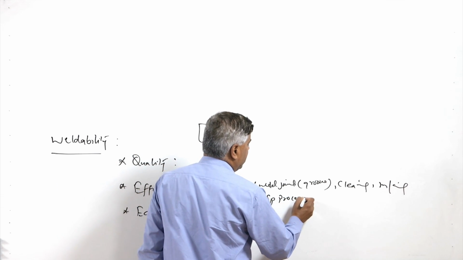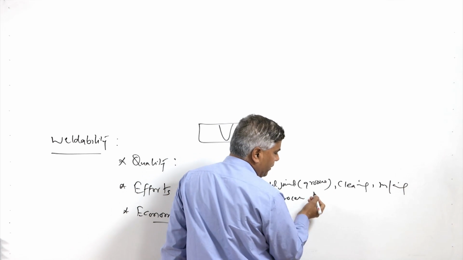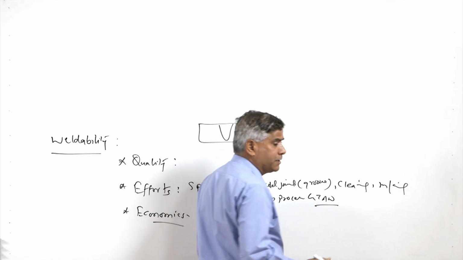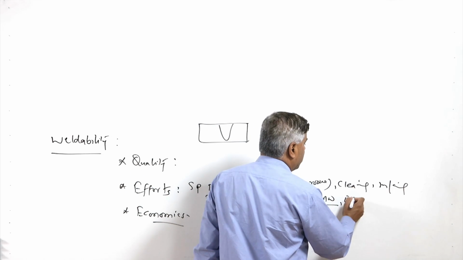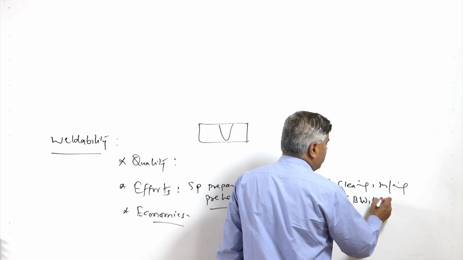It also needs special processes. For example, very low heat input, high energy density processes may be used, like the gas tungsten arc welding process instead of shielded metal arc welding or submerged arc welding process, or it may require electron beam welding or laser beam welding.